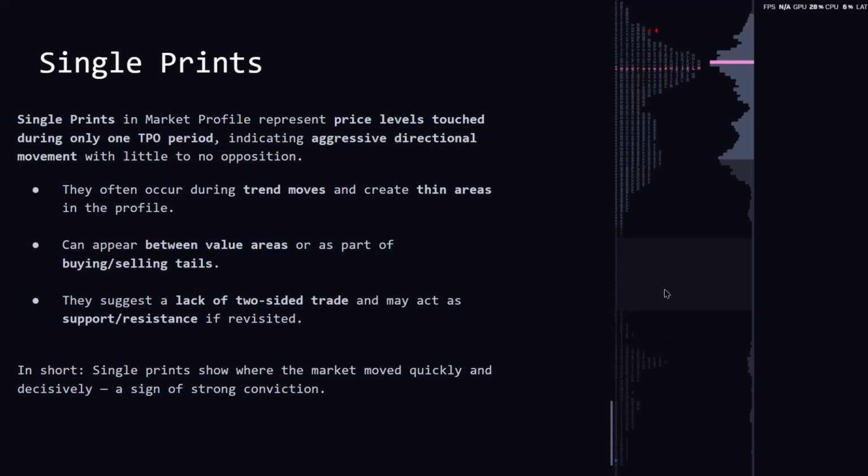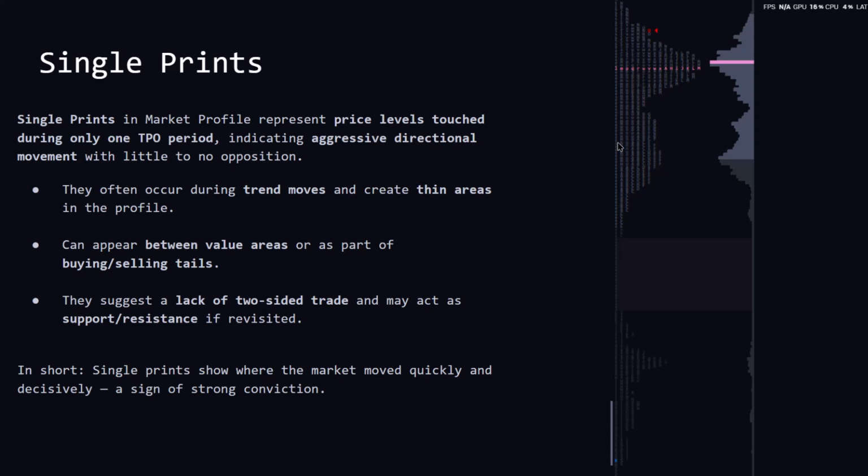In short, single prints show where the market moved quickly and decisively, a sign of strong conviction. I was trying to slow down there. But yeah, that's market profile.